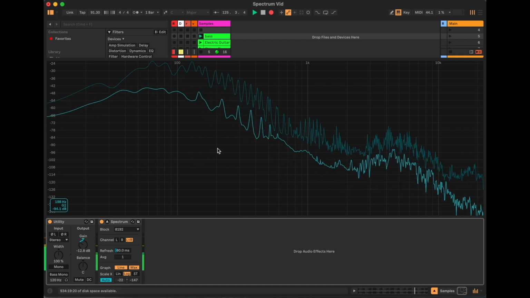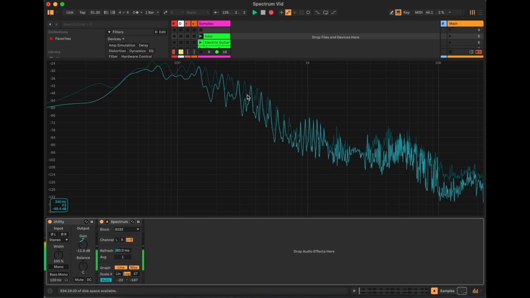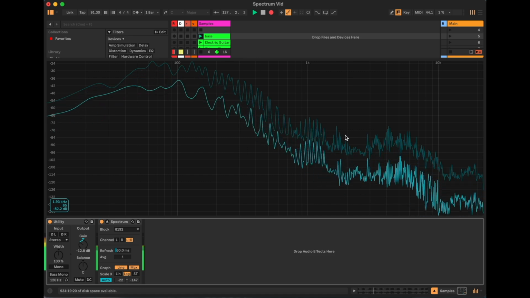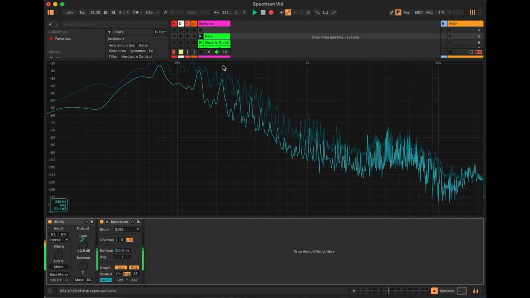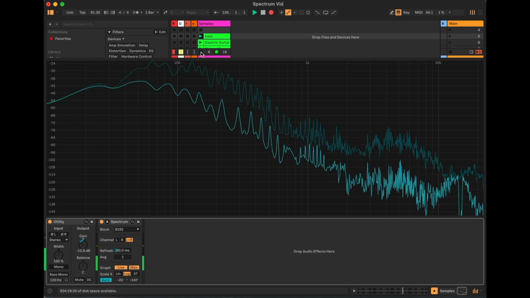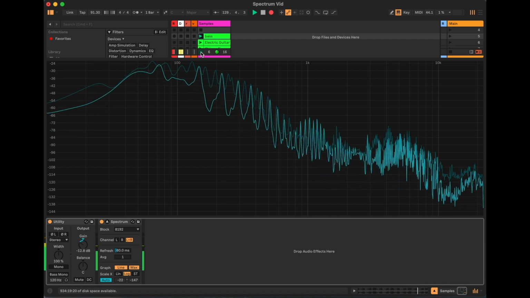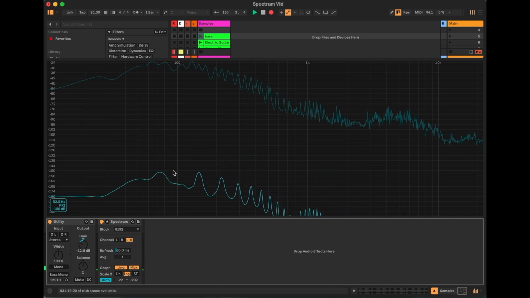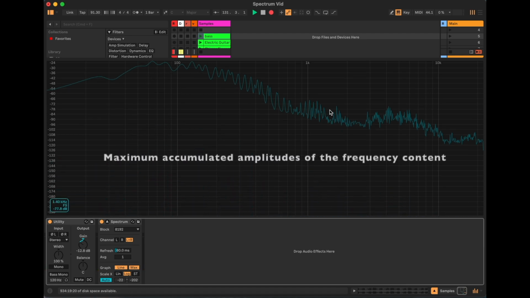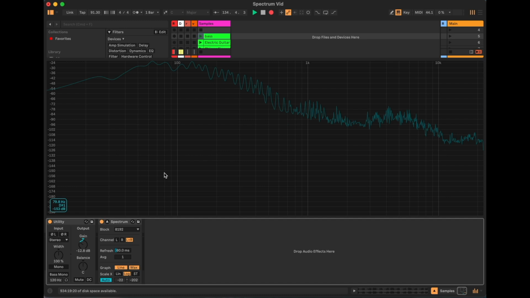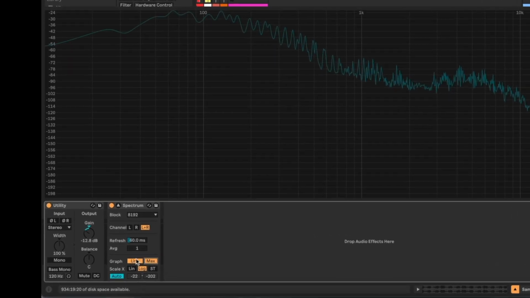The ghostly blue line in the background indicates the maximum accumulated amplitudes of the frequencies in a sound. Notice that when I stop the audio, the line remains. This line will give an indication of the maximum accumulated amplitudes of the frequencies in the sound that you were playing into Spectrum. You can toggle this line off and on here where it says max.